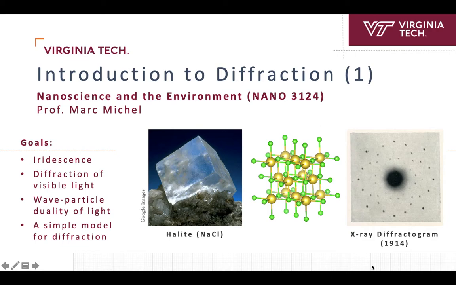Hi everyone. This is part one of a two-part series of lectures that is to introduce you to the basics of diffraction. So the goals for this are first to talk about diffraction in the context of color. So we'll talk about the optical phenomenon known as iridescence, and then we'll extend that a bit to talk about more specifically about diffraction of visible light.